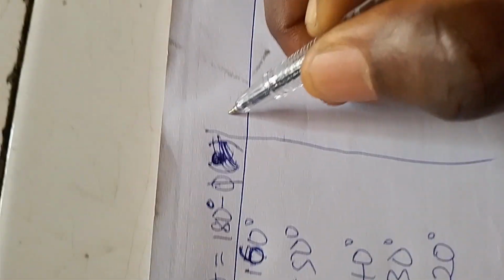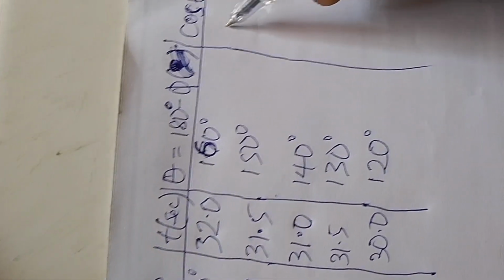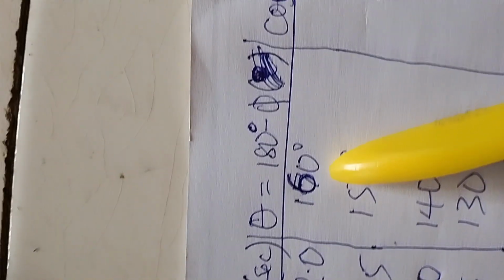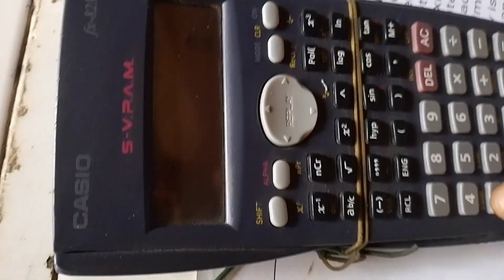Now, if you look at the next question, they say we should find cos theta. Coming back here, you write cos theta. Mind you, it is still in degrees. So the cos of 160, you will write it there. Now you use your calculator. If you press cos 160 with your calculator, it will give you a value. Let me quickly input that.